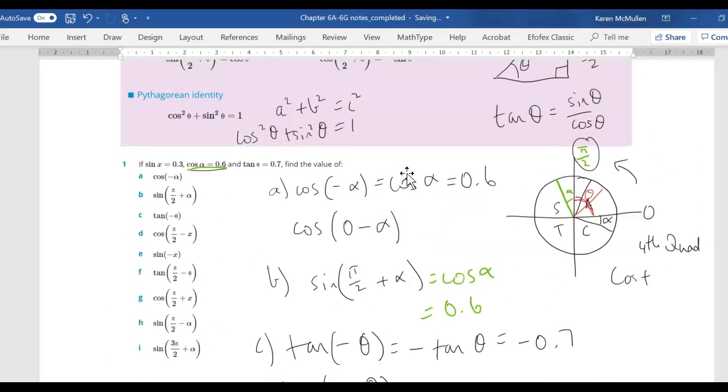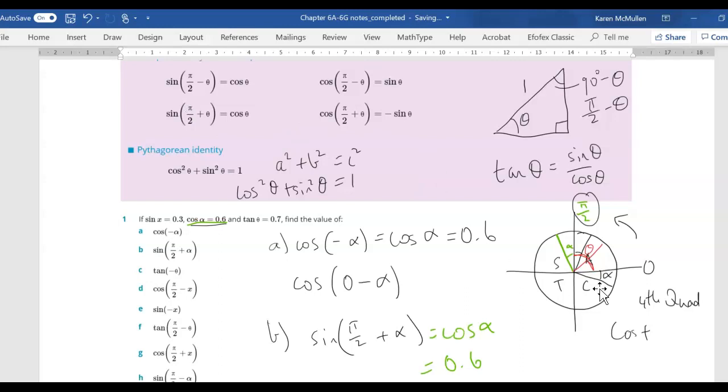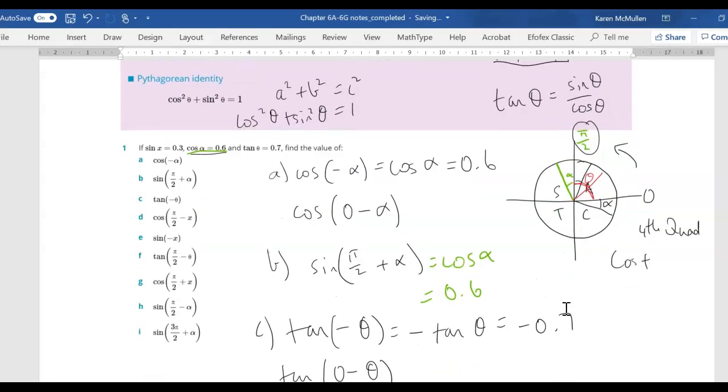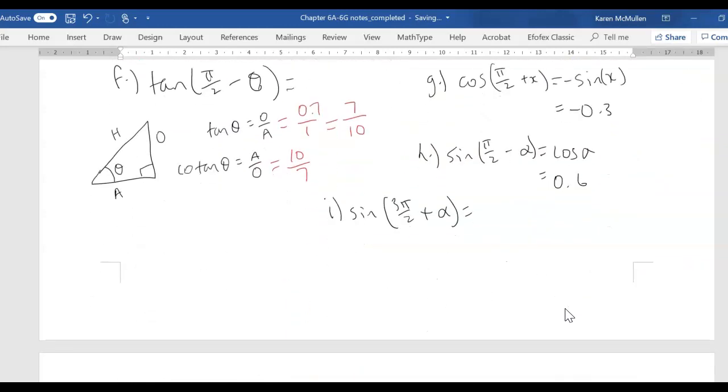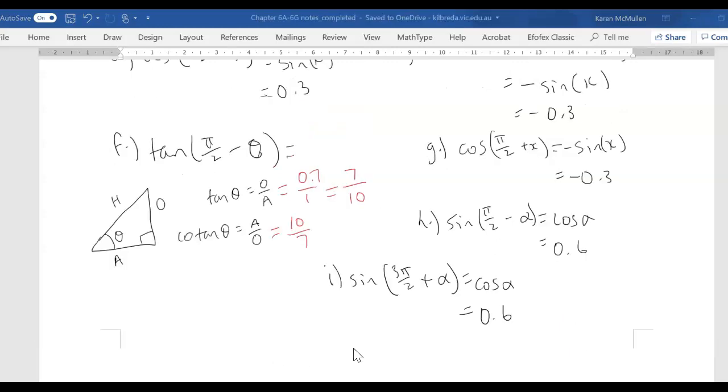Okay, so even though we don't have those relationships in here, we can look at our unit circle. So 3 pi on 2 is down here, and we want plus alpha, so we're in the fourth quadrant. So that's going to be equal to, now because sine is, sorry, what are we doing? Cos is positive. So it's going to be equal to cos alpha. And cos alpha is 0.6. Actually, sorry, just with I, it should be negative 0.6.